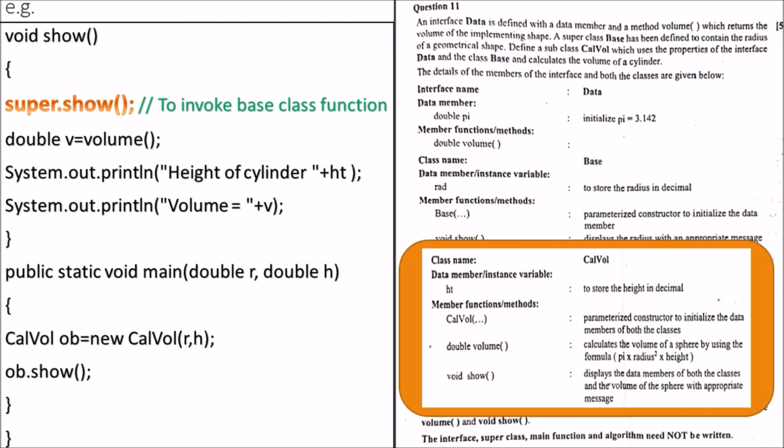Now the main function, for execution purpose only. So we are writing public static void main, and we are taking two arguments using the BlueJ method, r and h, to assign radius and height. Then we are creating one object for class calvol and invoking ob.show. At last I am telling you again that the question is asking only to define class calvol. I have explained the entire program with execution, including the main function, only for better understanding.